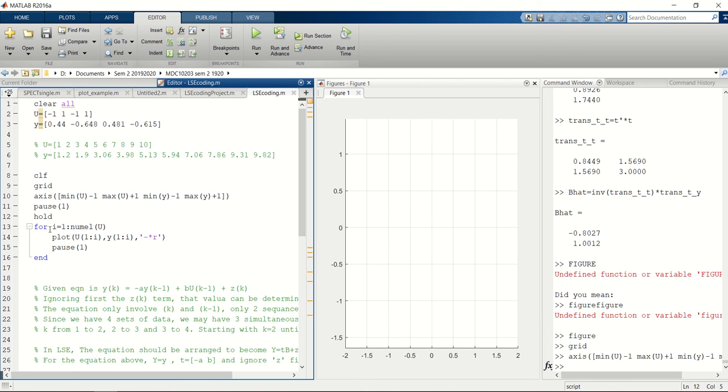Okay, so I plot it one by one. I put here i equals 1 until the number of elements of u, which is 4 just now, right? So i equals 1 until 4. Every iteration will plot 1 point. This one is to plot u versus y. If I run from here until here, it will pause for 1 second, hold this figure, and then plot one by one.